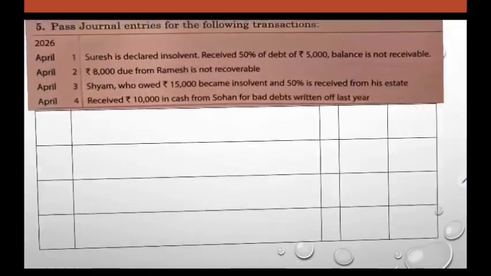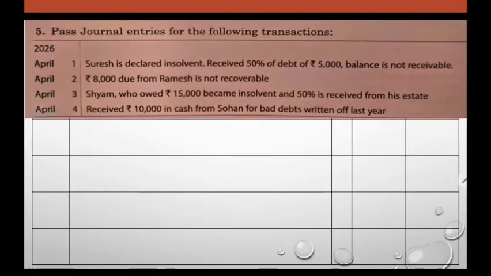Okay, here we have a question. Question number 5 of TS Grewal Accountancy. Pass journal entries for the following transactions. What is the first journal entry we read? April 1st, 2026. Suresh is declared insolvent. Who is Suresh here? Suresh is a debtor who owes us. Received 50% of debt of 5,000. Balance not receivable. So what could be the entry?